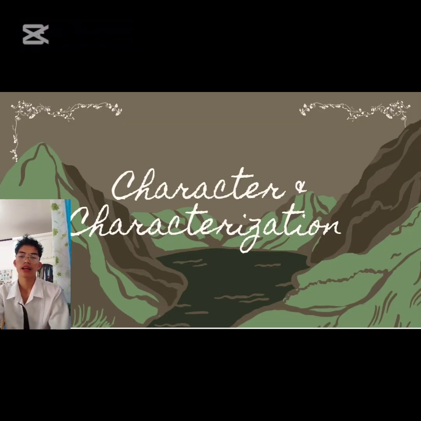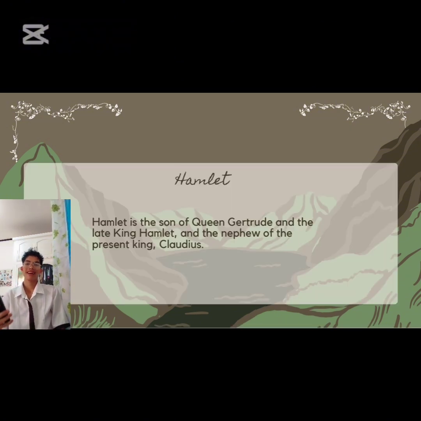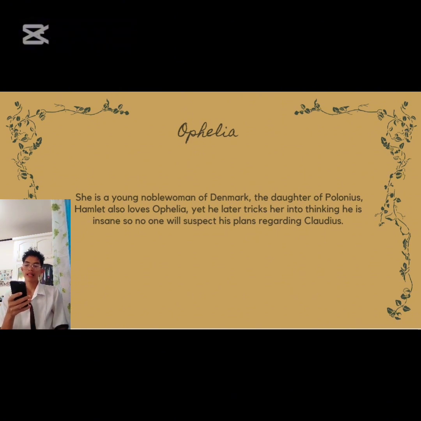So the main character of the story is, of course, Hamlet. Hamlet is the son of Queen Gertrude and the late King Hamlet, and the nephew of the present king, which is Claudius. Then Ophelia. Ophelia is a young noblewoman of Denmark, the daughter of Polonius. Hamlet also loves Ophelia, and they are lovers. Yet he later tricks her into thinking he is insane, so no one will suspect his plans regarding Claudius.